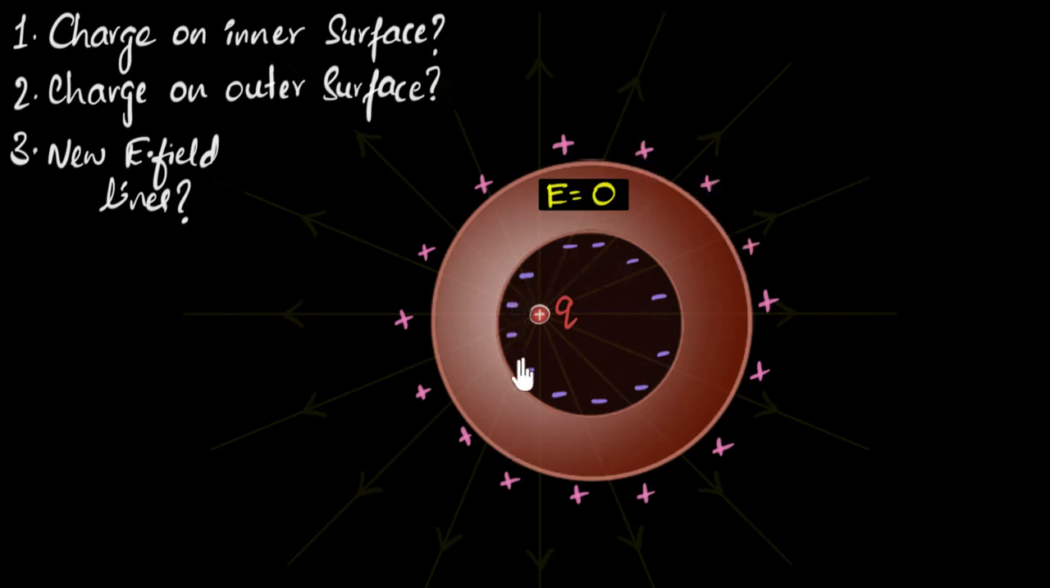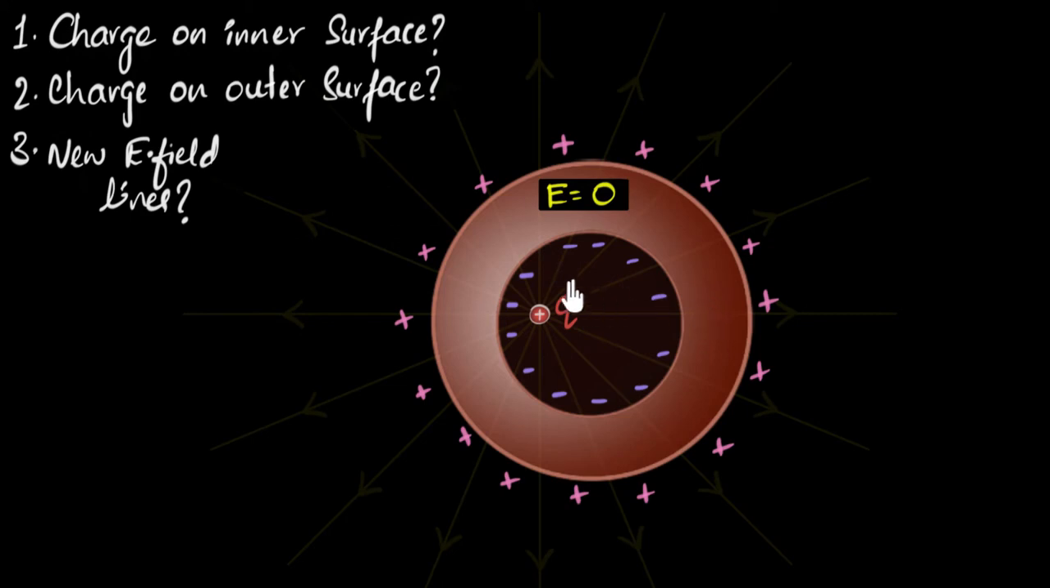So let's start with the induced inner charges, the purple charges, negative charges. How much would that be? Would it be equal to negative Q? Would it be more than negative Q? Would it be less than negative Q? Or do you think there is not enough information, and we'll not be able to calculate that? How do we do this? How do we figure out how much these negative charges could be?